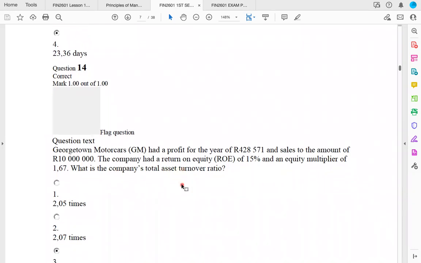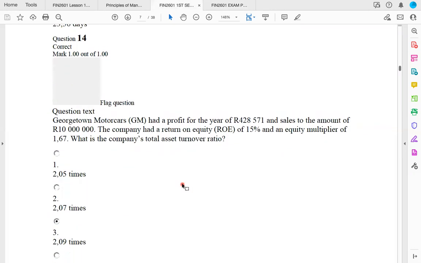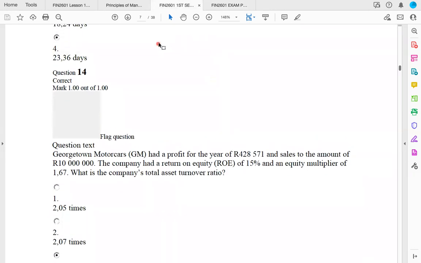And then question 14. Now, question 14 says Georgetown Motor Cars had a profit margin of 428,571 and sales to the amount of 10 million. The company had a return on equity of 15% and an equity multiplier of 1.67. What is the company's total asset turnover?